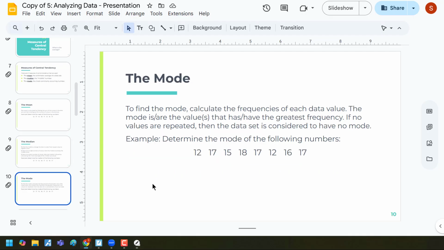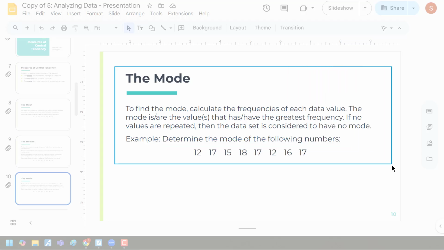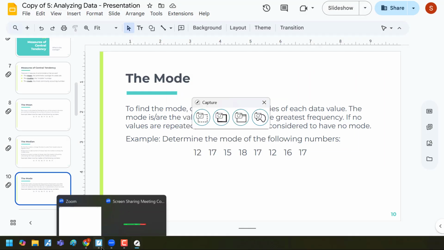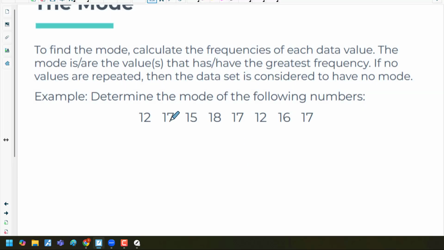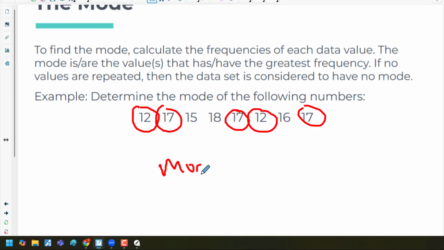That's the median. And finally, the mode, the easiest one of them all. Once again, my favorite, because all you need to do is look at which number repeats the most. So do we have any repeating numbers? Well, we have 12. That's a repeating number. And we have 17. That's a repeating number. Which one repeats more? Well, obviously 17. So the mode is 17. That's easy.